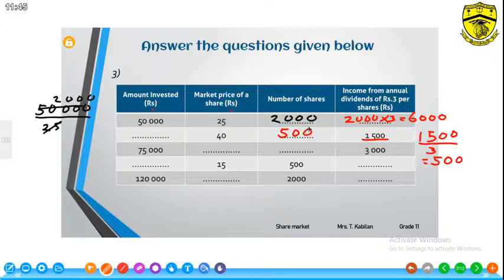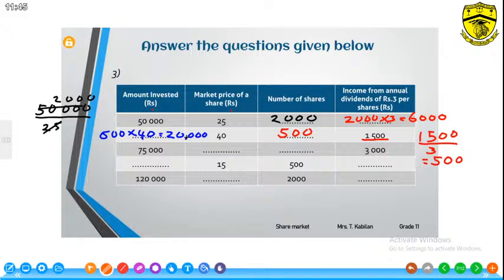Okay. Here from this number of shares and the market price we can easily find the amount invested, that is multiply 500 by 40, so that is rupees 20,000 is the amount invested, right?